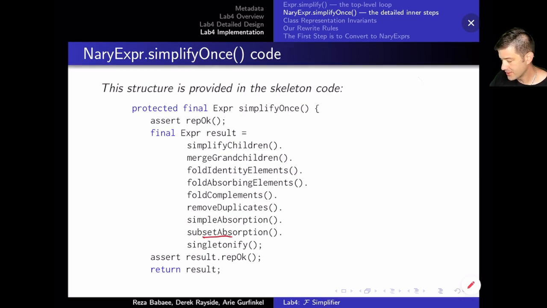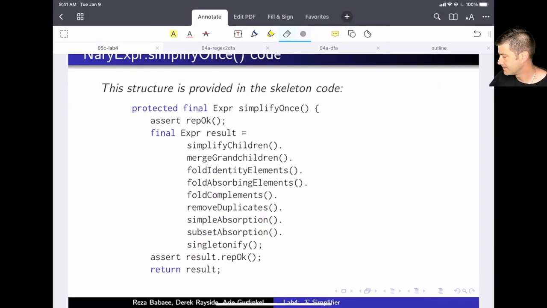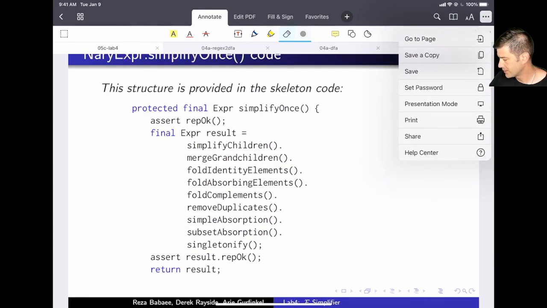Then apply the subset absorption law, so see if you have multiple elements which subsume others. And then turn it into a singleton expression. So if at the end of the day you have, like, an and with a single argument, that is going to be the final result. We write it this way as opposed to, for example, a big nested if-else tree, because it's easier to read and less error prone to write.